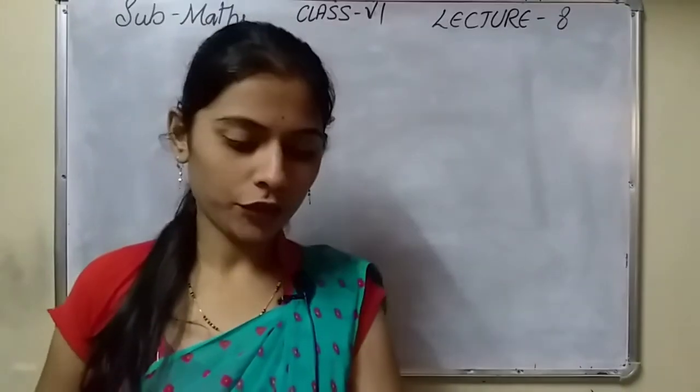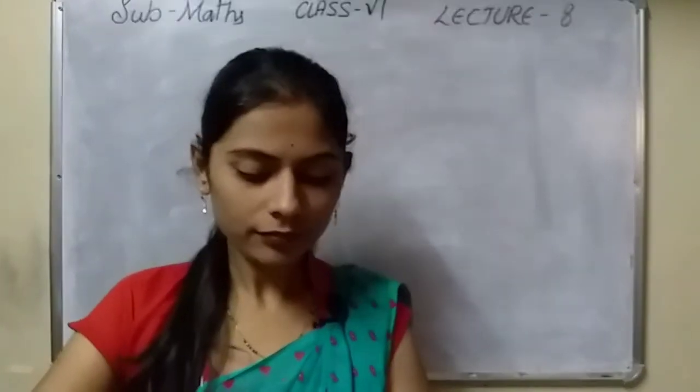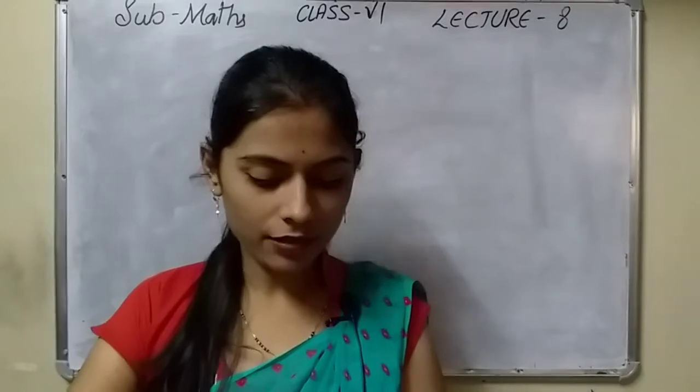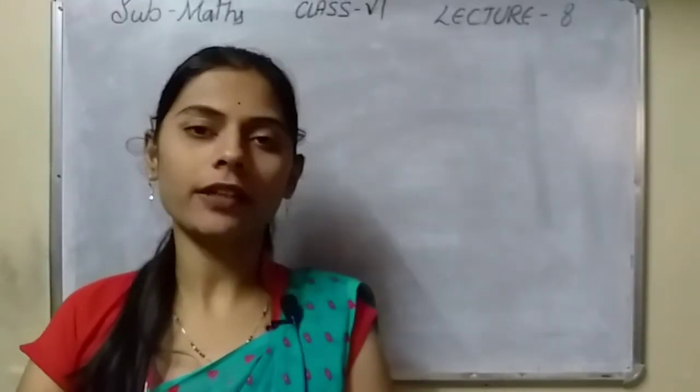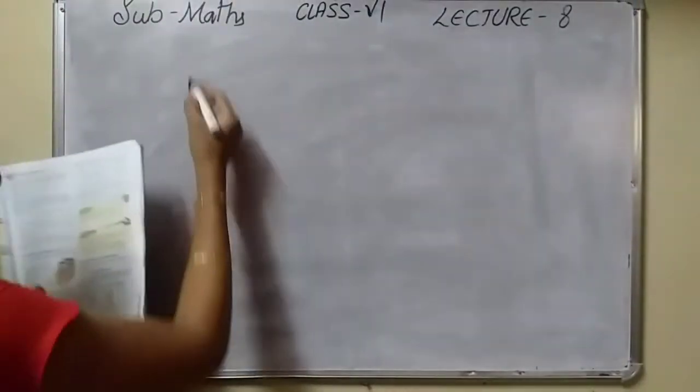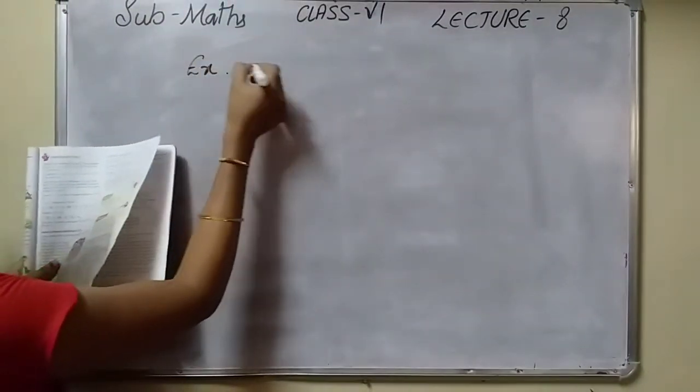Today we will start one new topic, common multiples. So we will see example number 15. List 3 common multiples of 8 and 12. See, multiples of 8 are given there. Example number 15.